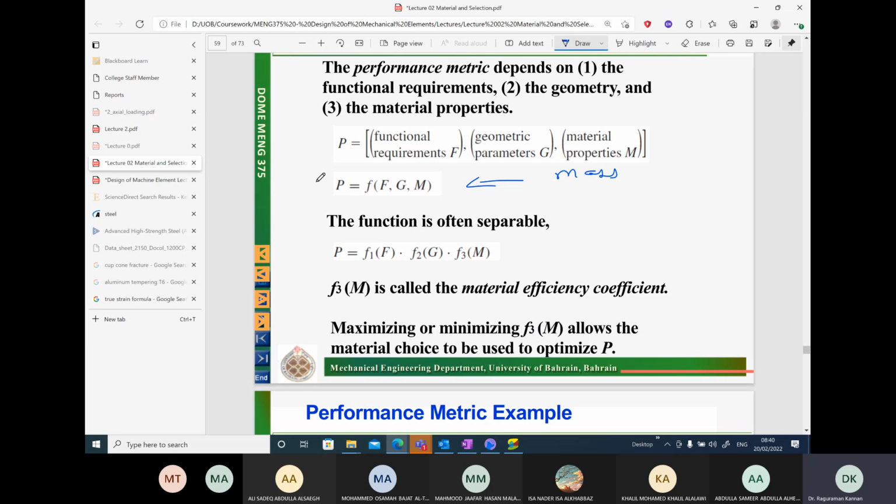So when you have mass, we split it into three functions. One is the functional form, like your stiffness value, then a function of geometric parameters, then multiplied by a function of material indices. So this is how we will be splitting it, and then we will be taking the third part, consisting of material properties, as the material efficiency coefficient or material index. Okay, so this will be material index as well.